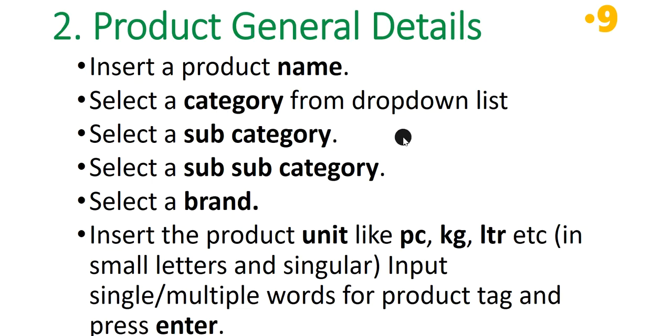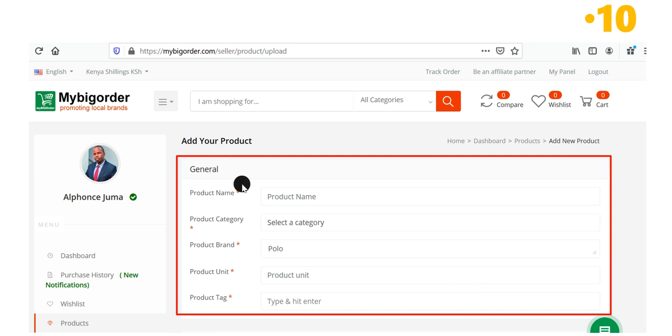So every product has general details. First is the product name, then the product category, which you select from a drop down, which will also give you the subcategories and sub-subcategories. Then we have the product brand, the product unit, e.g. pieces or PC, kg, liter, and then we have as well the product tags. And these are the details. So you enter the product name there, the category, the product brand, etc.